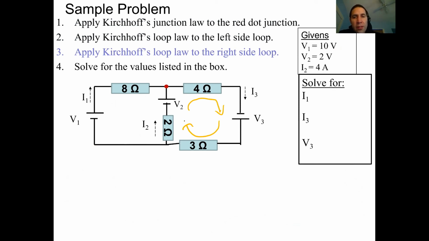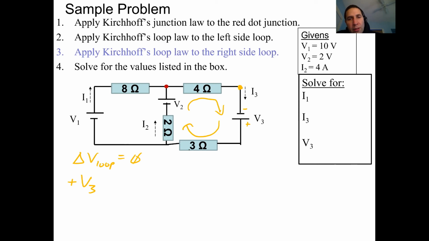So let's say I start right here at the top right corner, because again, I like to start where the negative terminal of the battery is. Again, that's just a personal preference. And I start moving this direction. The first thing that happens is I go through that battery V3 from negative to positive. So that's a voltage rise. So delta V loop equals 0. That's Kirchhoff's loop rule. And the first thing I have is positive V3.